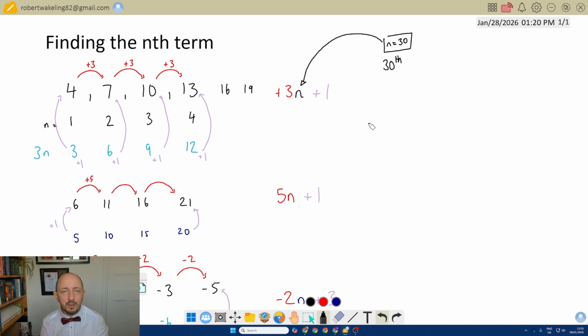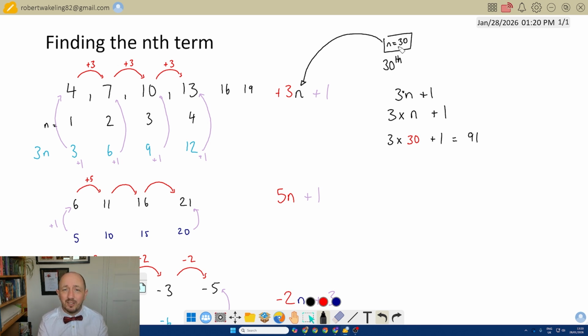We substitute n for 30. So 3n plus 1 is the same as 3 times n plus 1. Okay, there's an invisible times there. So we can do 3 times 30 plus 1, which is, by BIDMAS, we have to do 3 times 30 first. 90 plus 1 would be 91. Okay, and that's much easier than going up, doing that 30 times. You just substitute for the n that you want.